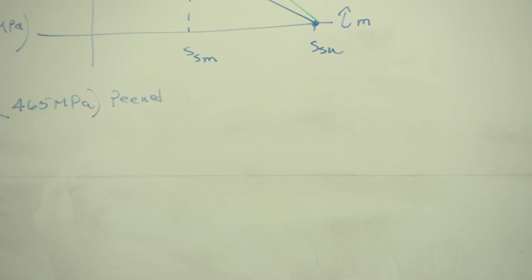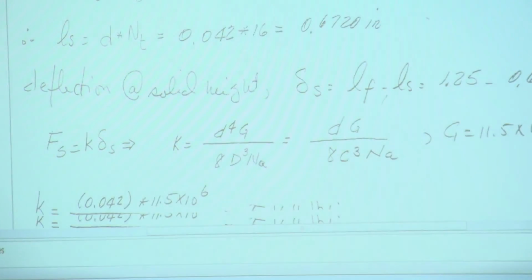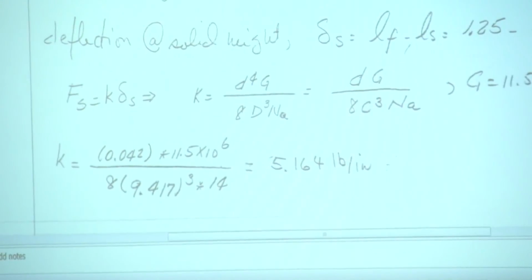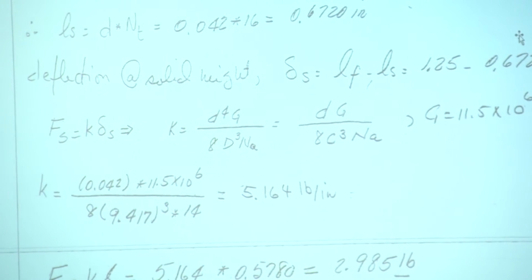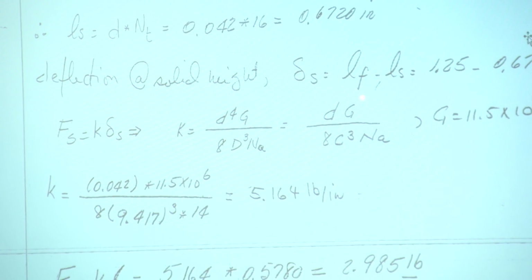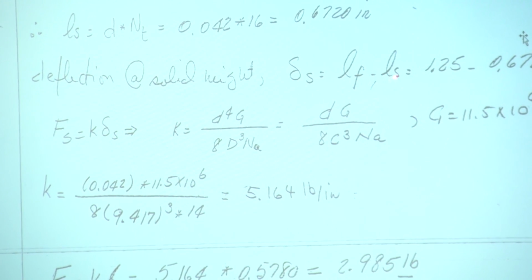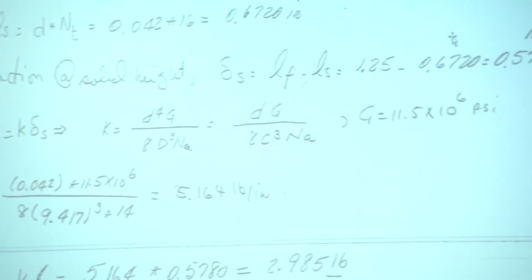So they give you the free length as 1.25. You've calculated the solid length at 0.67. So the deflection at solid height, delta S, is equal to the free length minus the solid length, or 0.58 approximately.